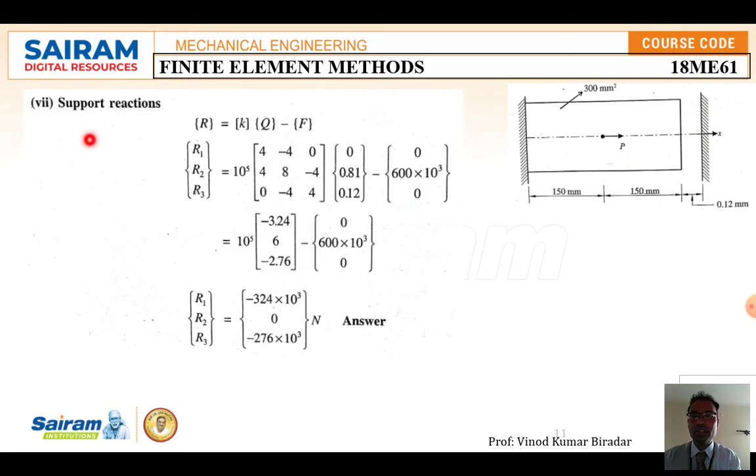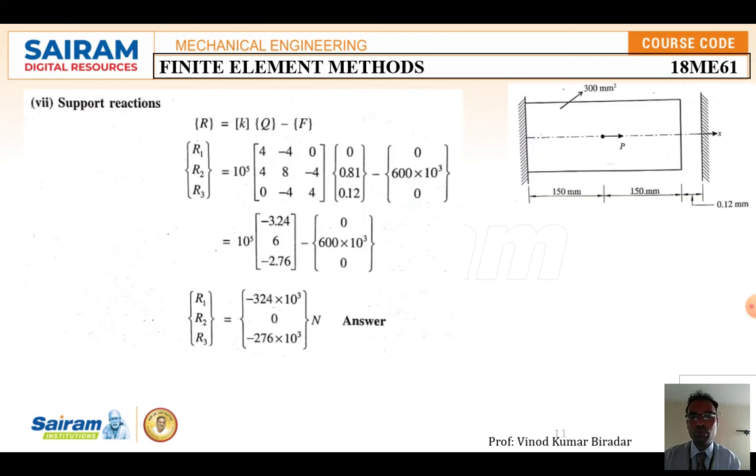Already we know the support reaction formula for the elimination method. This is the formula: R is equal to KQ minus F. So R1, R2, R3. Substitute in the values and multiply this. For the first row, first column, you multiply and you are going to get this, minus of as it is. Then you subtract this and you get this equation. This is the support reaction at the given nodes, R1, R2, R3. R1 is equal to minus 324 into 10 to the power of 3, acting opposite. For R2 there will be no reaction, and R3 is also acting in the opposite direction.